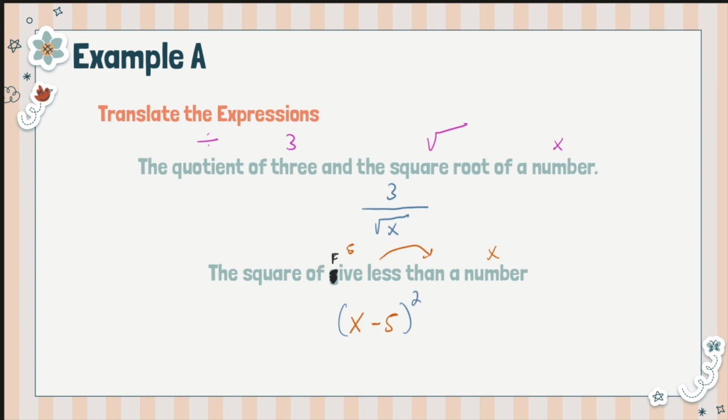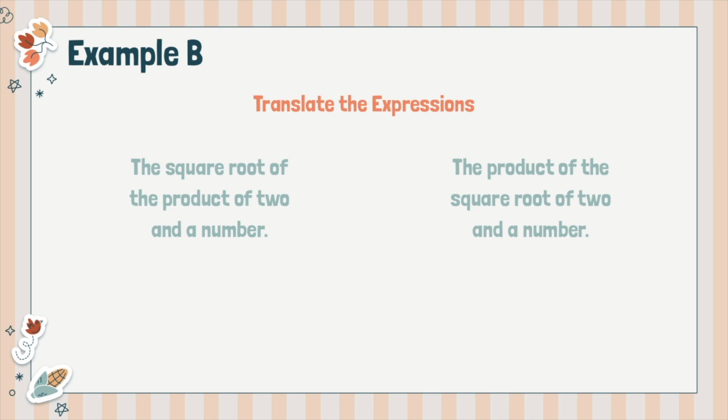Now let's take a look at the next example. Here in example B, we have two expressions again. They are very similar, but different. The first one says the square root of the product of a number and 2. Hopefully we know that product means multiplication. 2 we know is the number 2. A number is going to be x in this case, and we have the square root symbol. So we want the square root of the product of 2 and a number. We have 2 times x, and we're going to just write that as 2x. And then we want the square root of that, so the square root of 2x.